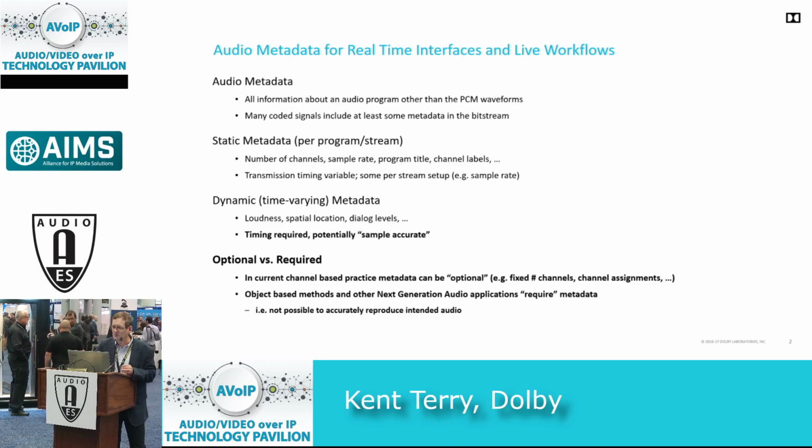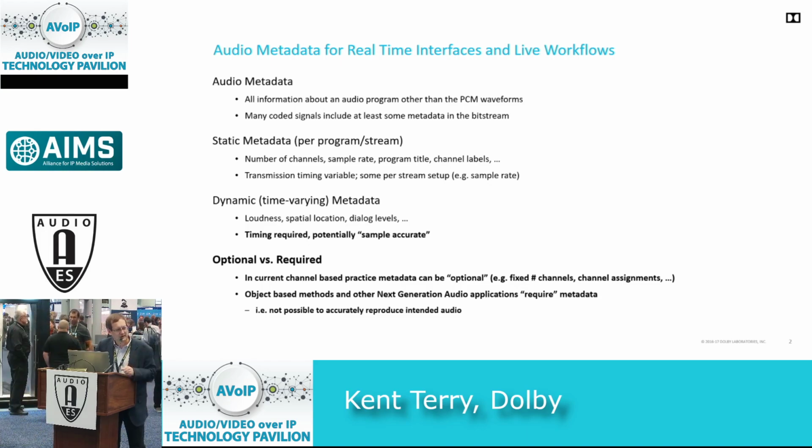In terms of moving objects, it might be spatial location that's actively moving, like you'd hear in a cinema application. It could be dialogue levels, lots of different things. The key requirement is that a lot of those kinds of metadata require timing. You need to be closely aligned to the audio content, sometimes down to the sample. Some of it can be a little loose, but we need that timing, and that's critical.